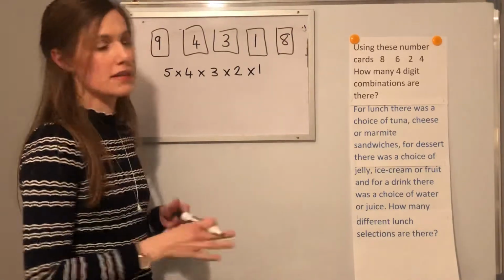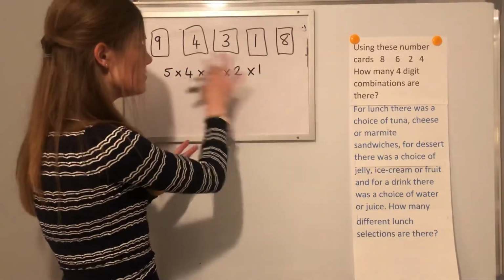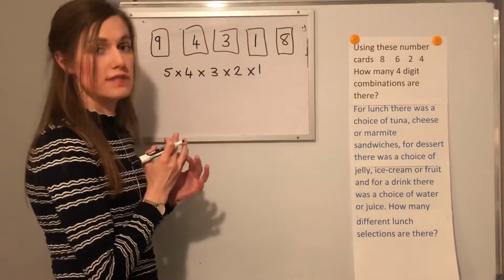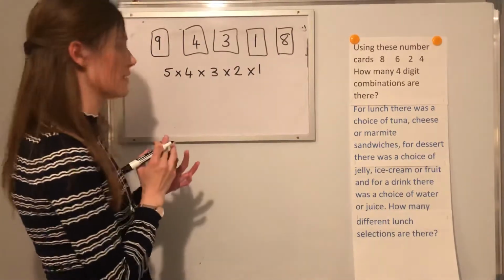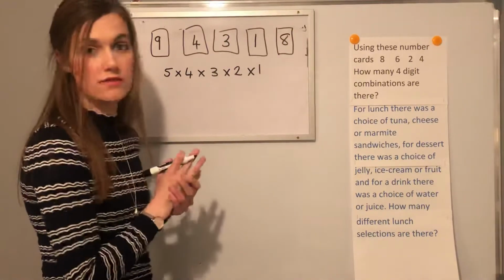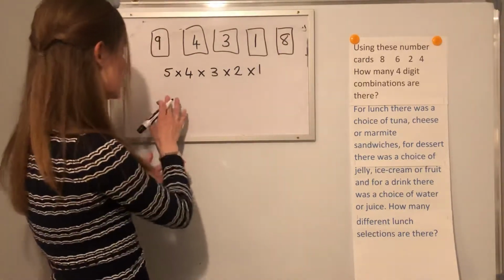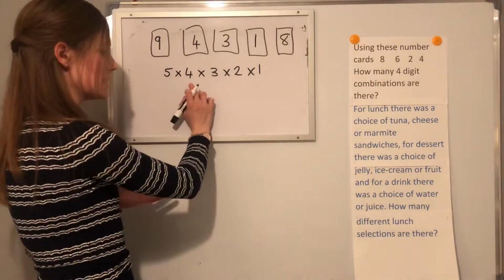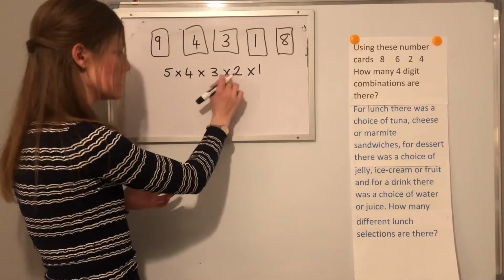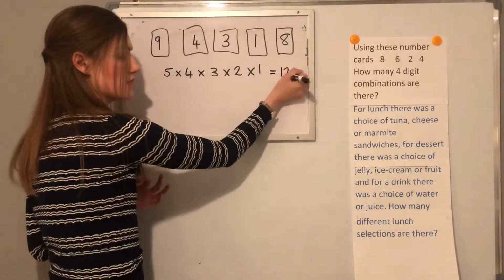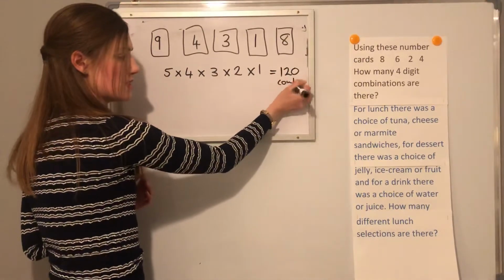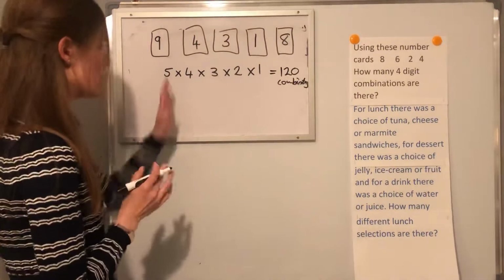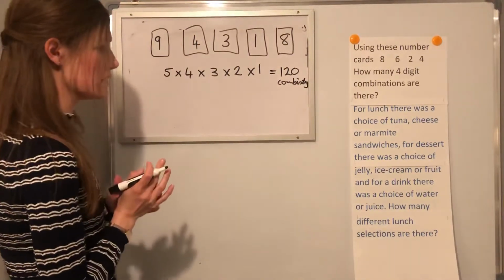You don't need to know that, but you do need to know this process because you would not want to write out all the 5-digit combinations. It would take you a very long time and you'd probably get it wrong because you'd probably miss one, so you need to be very careful. Right, so you would times these together. 5 times 4 is 20, times 3 is 60, times 2 is 120 combinations. Okay, hopefully you can see what we've done there.